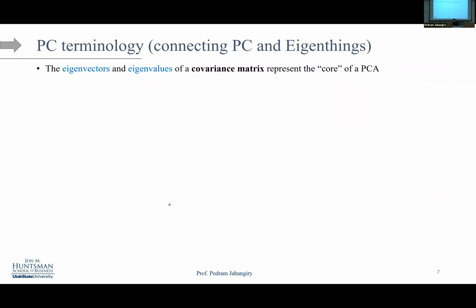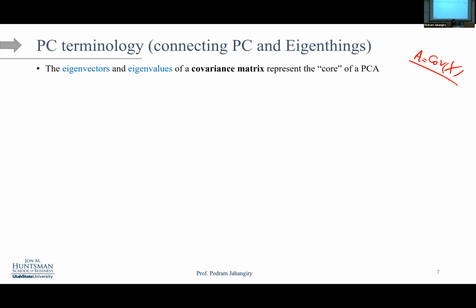Now let's connect the principal component terminology to the eigen things, the one that we just covered. So eigenvectors and eigenvalues of a covariance matrix represent the core of PCA. So why do you think that the transformation matrix that we're looking for turns out to be our covariance matrix? Let's call it covariance of our data frame. And for the data frame, I'm looking at the feature space, so let's call it covariance of capital X, the feature space.